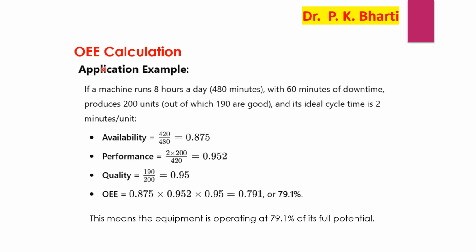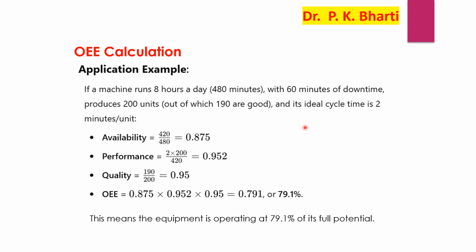With the help of the above three calculations, we can calculate OEE. Suppose here, with the help of an example, we will understand how to calculate OEE. If a machine runs 8 hours a day, that is 480 minutes, with 60 minutes of downtime, produces 200 units, out of which 190 are good, and its ideal cycle time is 2 minutes per unit.